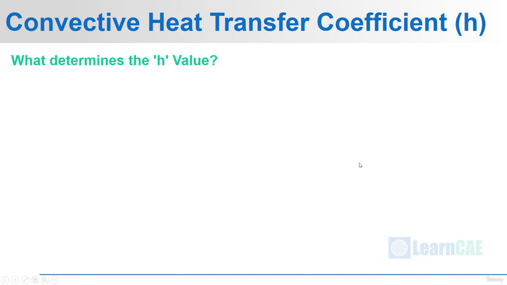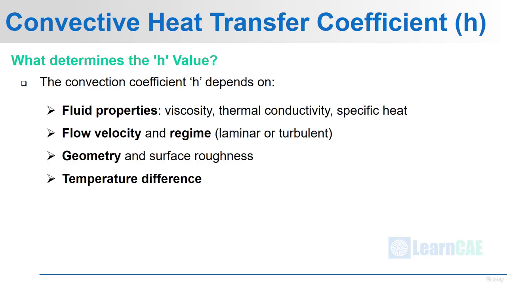Next we shall see about the convective heat transfer coefficient h value. So what determines the h value? The convection coefficient h depends on fluid properties like viscosity, thermal conductivity and specific heat, and also flow velocity and the regime in which flow is operating, that is laminar or turbulent flow, the geometry and surface roughness, and also temperature differences.